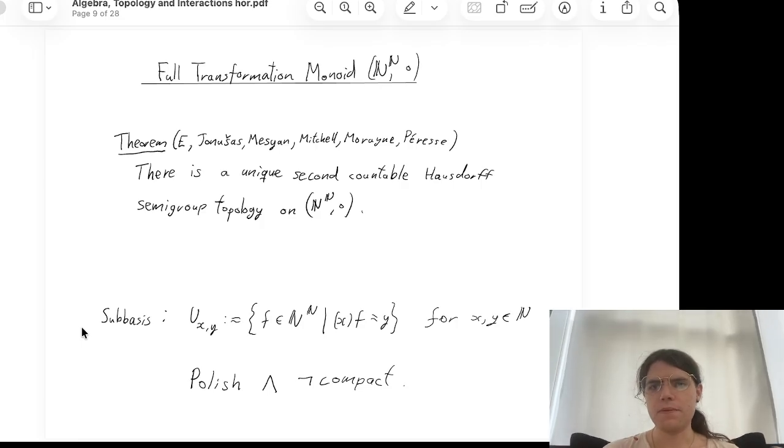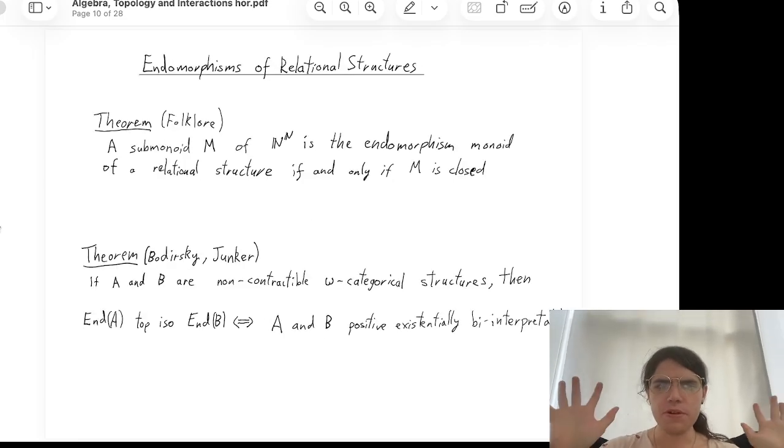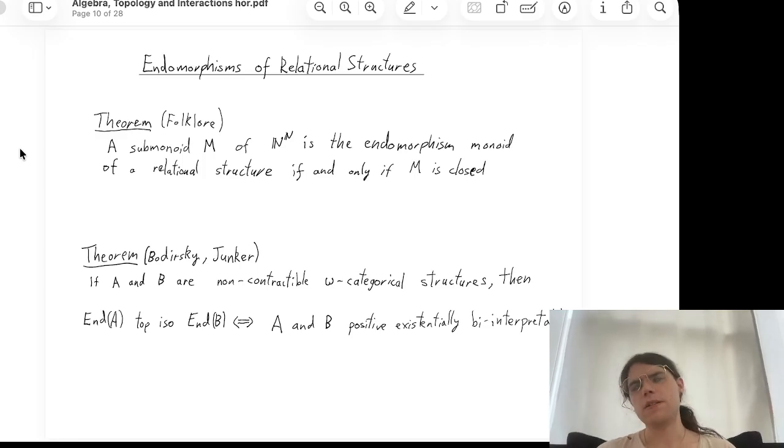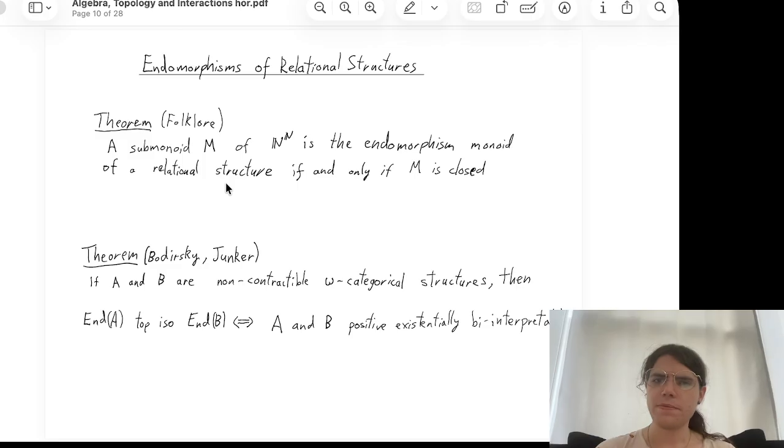Okay, so endomorphisms of relational structures. I mentioned a second ago, I'm going to look at submonoids of this monoid. There's a famous folklore theorem which classifies which submonoids of N^N are the endomorphism monoids of relational structures, which is a very natural class of monoids to look at, endomorphism monoids of things.